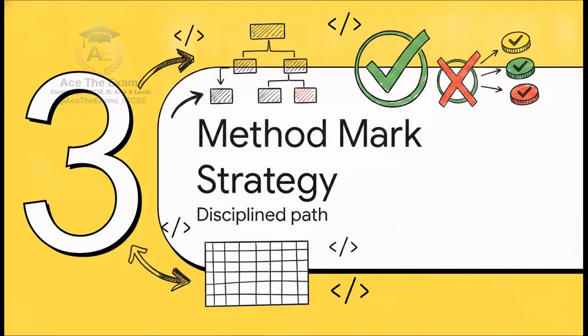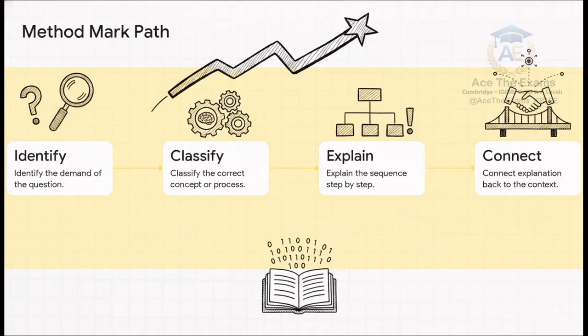All right, let's jump into Section 3, the method mark strategy. Look, instead of treating your exam page like a blank canvas where you just randomly paint whatever facts you happen to remember, I want you to treat your exam technique as a strict, logical, step-by-step algorithm. If your exam answer is out of sequence, the marks simply won't register. Here's your disciplined 4-step computer science success blueprint.